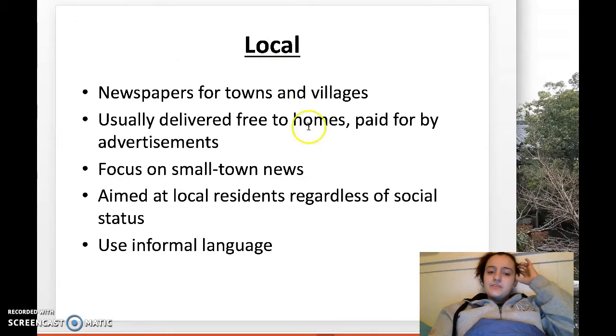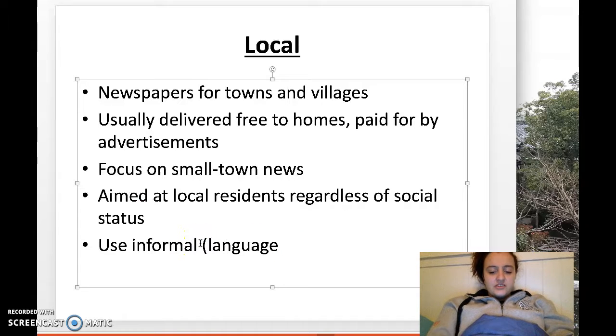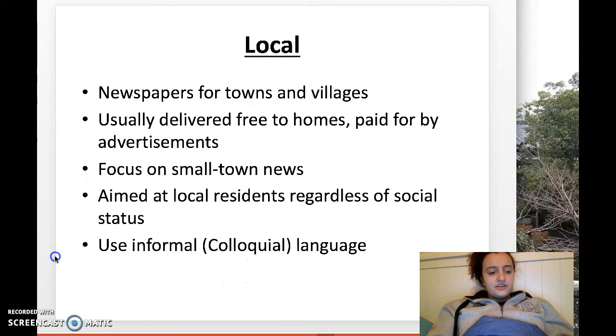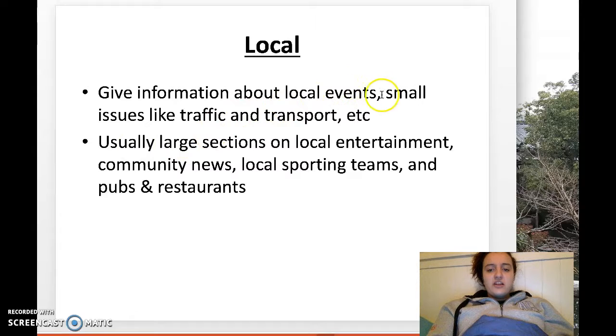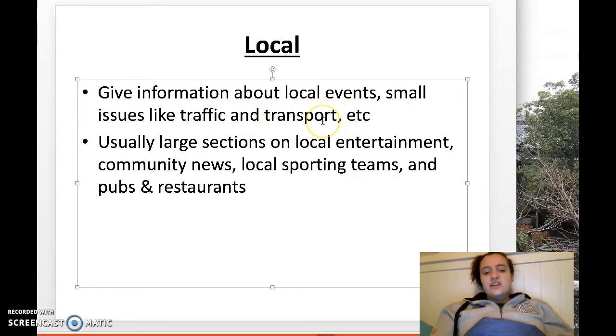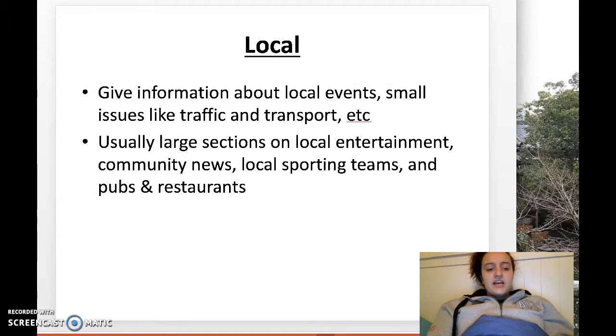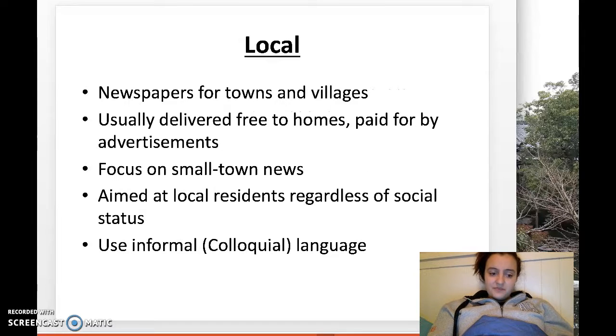Alright, local newspapers. Usually towns and villages, usually delivered free to homes, paid for by advertisements, focused on small town news, aimed at local residents regardless of social status, and uses a lot of informal language. So colloquial language, you need to know that word, guys. It gives information about local events, small issues like traffic and transport, even pets or something that's happening in the local community. And there's a large section on local entertainment, community news, local sporting teams, and pubs and restaurants. Again, if you need to pause it here to write all that down, please do so.